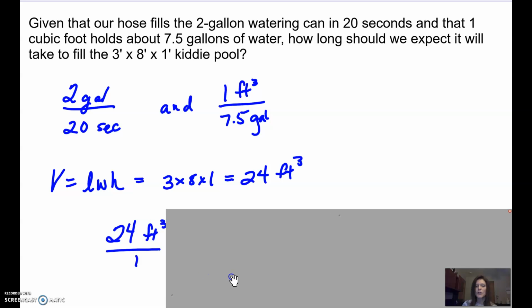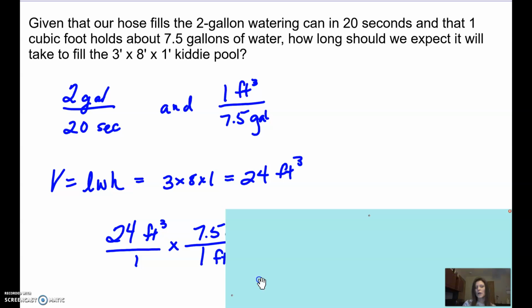So we're going to start with our 24 cubic feet. I always put it over 1, and I want that cubic feet to go away, so I'm going to use my ratio up here of 1 cubic foot to 7.5 gallons. So the cubic feet are going to cancel, right?